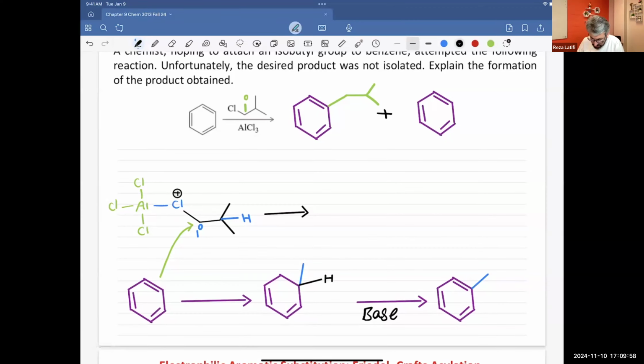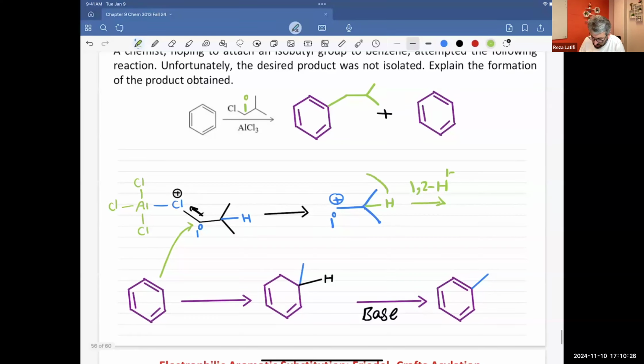Or we might get this. Okay, let's say this one. This one is going to pull electron density from carbon, and we get this species. So we got a carbocation that is a primary carbocation. But if you look at the neighbor carbon, it has a hydrogen there. We can have a 1,2 hydride shift. Okay, a 1,2 hydride shift.